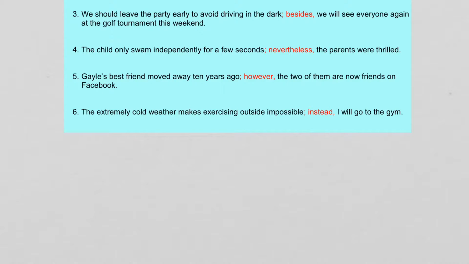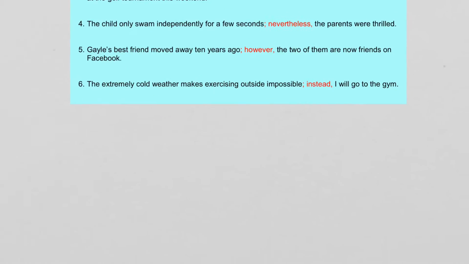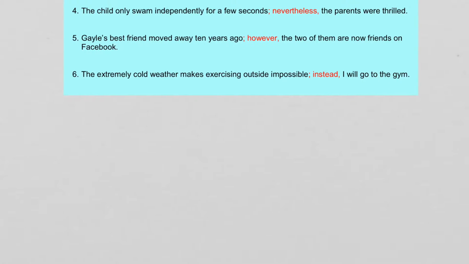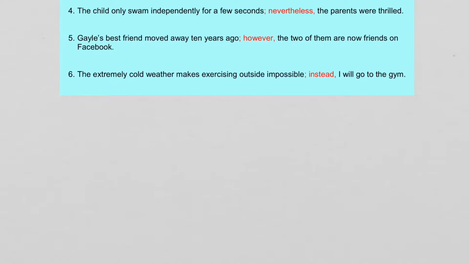Number 4, the child only swam independently for a few seconds. Nevertheless, the parents were thrilled. So you can see when I don't say the punctuation out loud, you can hear how nice that sounds, right? So we can create some very nice sentences. Okay, with these last two, I'll read them out twice. Number 5, Gail's best friend moved away 10 years ago, semicolon. However, comma, the two of them are now friends on Facebook. Gail's best friend moved away 10 years ago. However, the two of them are now friends on Facebook.